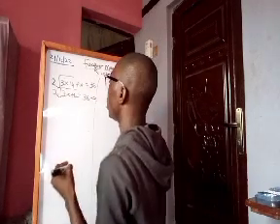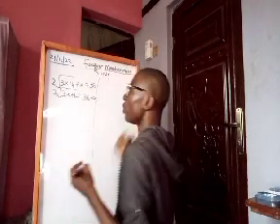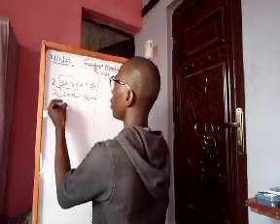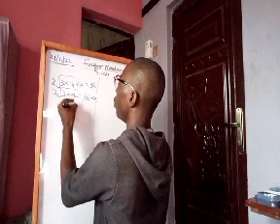So we've done that now. Now, what else? We can square both sides, right? Let's square both sides.